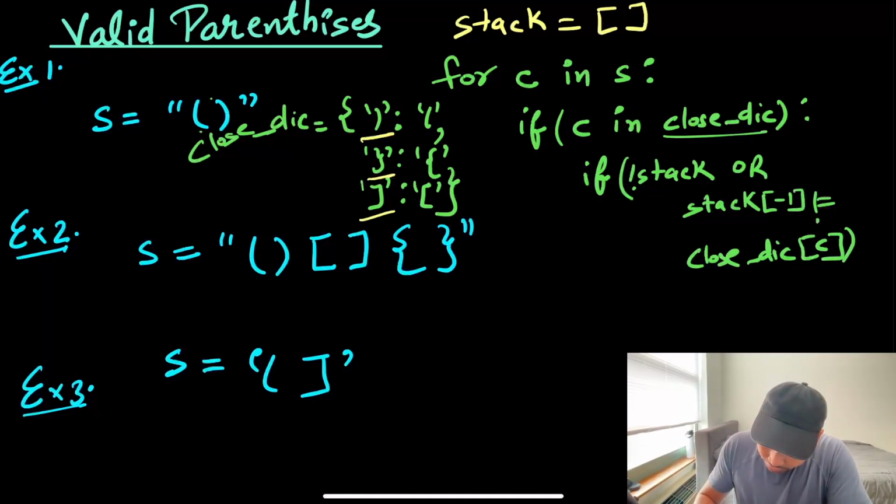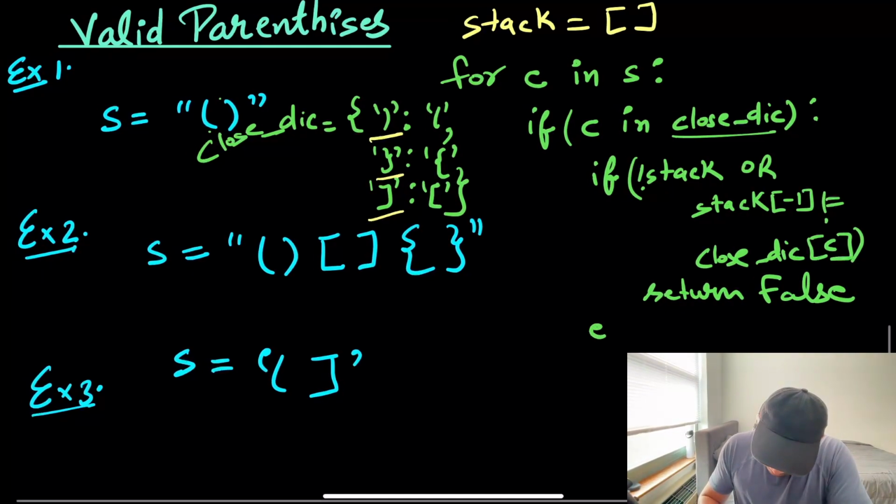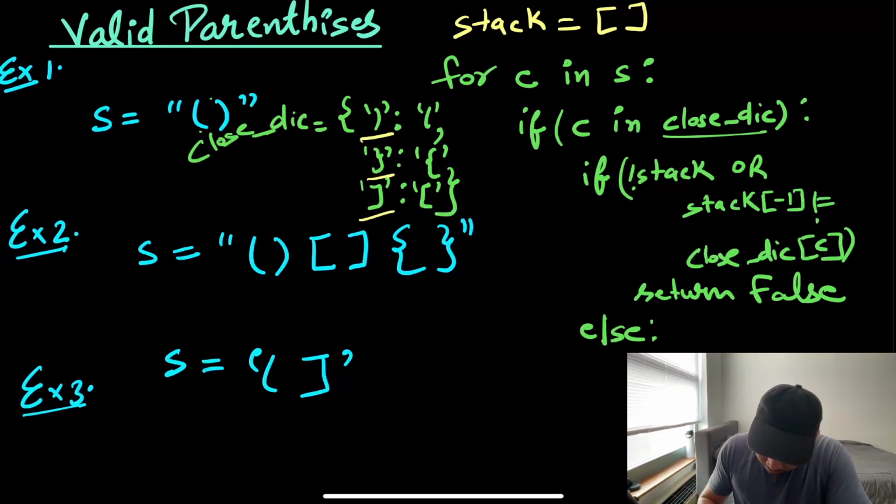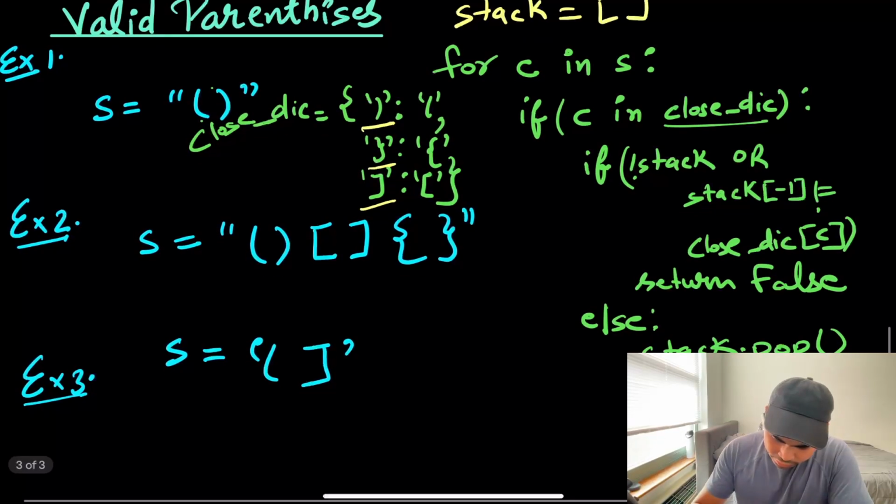So if this is not the case, then I want to return false. Else I will just pop the value from the stack. So stack dot pop. That's one thing.